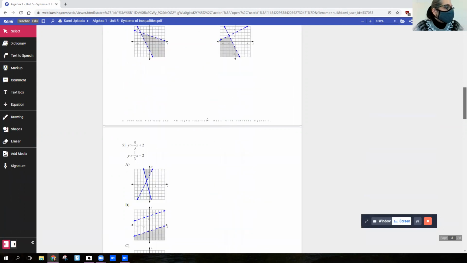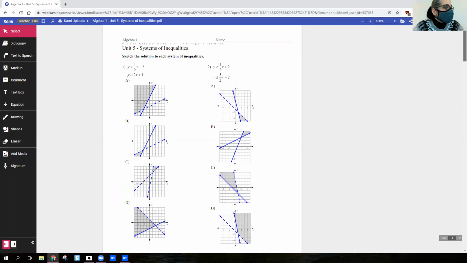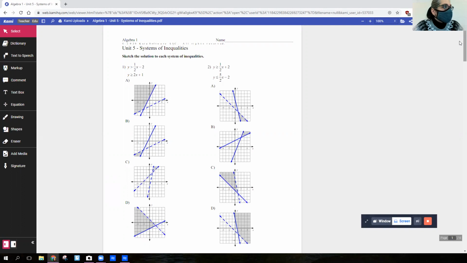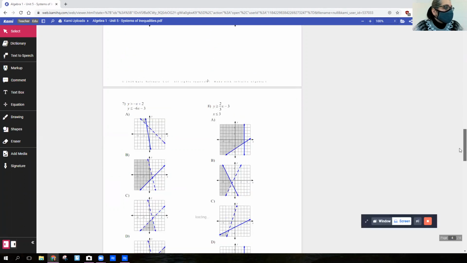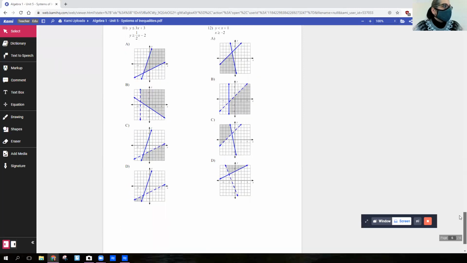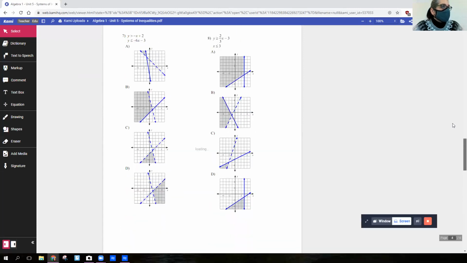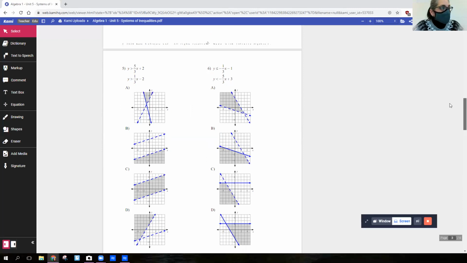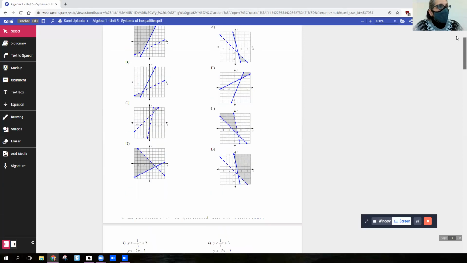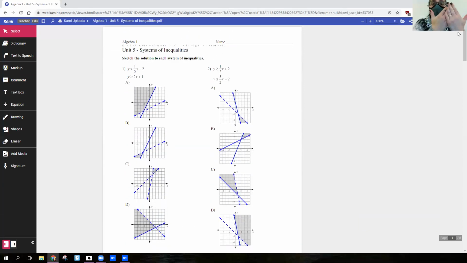How many problems? Eight problems, I think, unless there's more down here and I just missed it. Oh yeah, there's a couple more. You have 12 problems. Yes, 12 problems for tonight. Graph them in Desmos. Have a good eye because some of them are dashed lines, some of them are solid lines, and then look for the region where both of the shadings overlap. That's going to be your solution, okay?